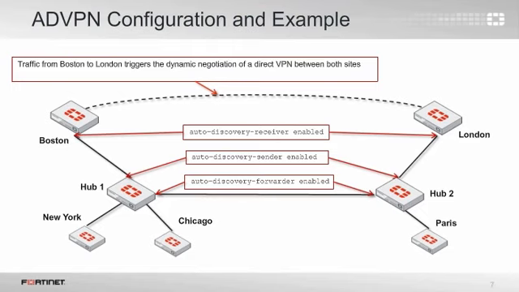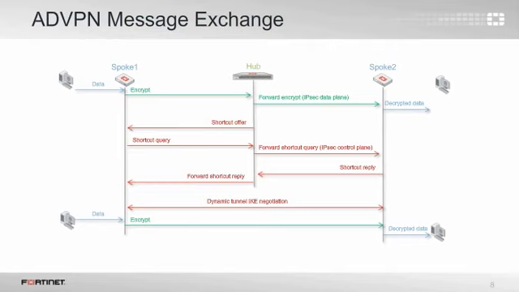Let's look at the IKE messages that are exchanged when an on-demand tunnel is being negotiated. The client behind Spoke 1 generates traffic for devices located on Spoke 2's network. Spoke 1 receives the packet, encrypts it, and sends it to the hub. The hub receives the packet from Spoke 1 and forwards it to Spoke 2. Spoke 2 receives the packet, decrypts it, and forwards it to the destination device.